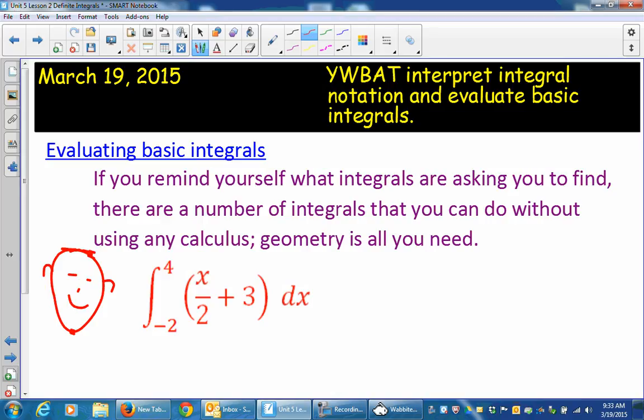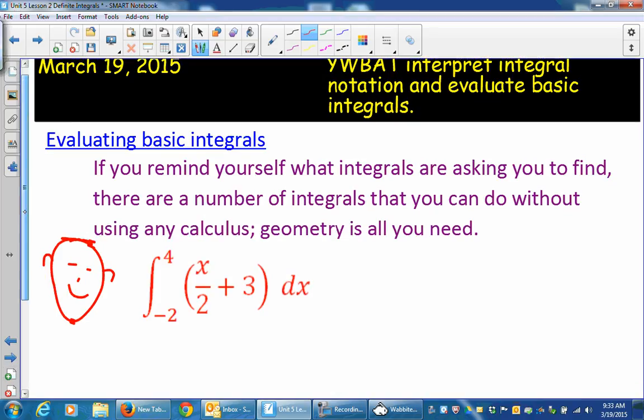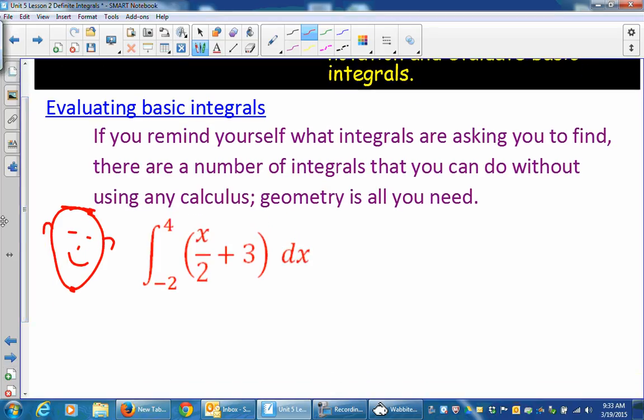The way that you're going to work with these basic ones, there are some cases where you can do it by hand very quickly by just understanding what it means. This is purple because why? You don't need to copy it down if you don't want. Wow. We don't have to use calculus for some of these.